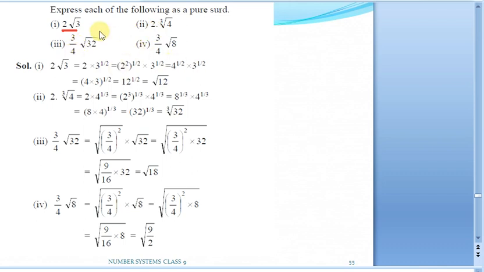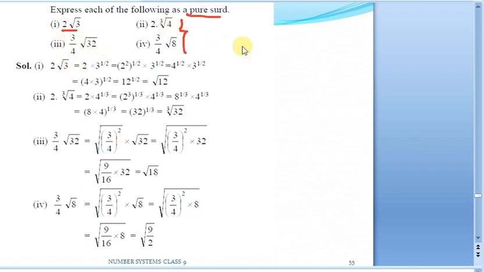So if you assume, here everything is going to be mixed surds. Now we need to convert them into pure surds. So how actually will we do it? Let us see. Suppose it is 2 into root 3, that means everything has to be under this root only, everything has to be under this cube root only. So like that we have to do.